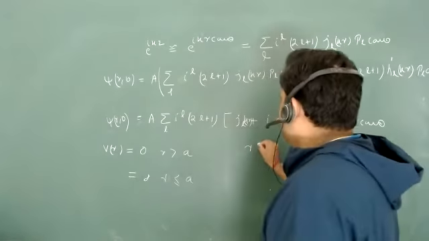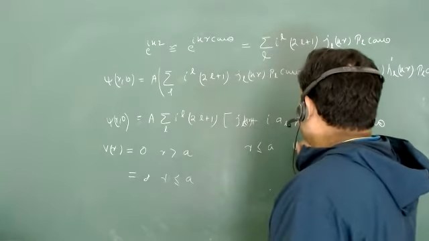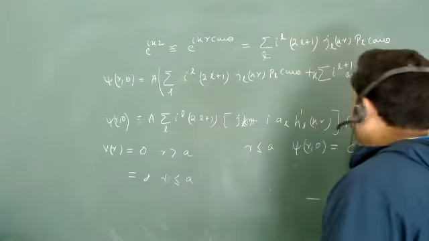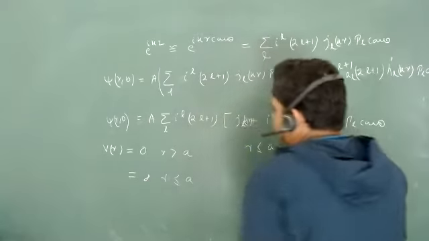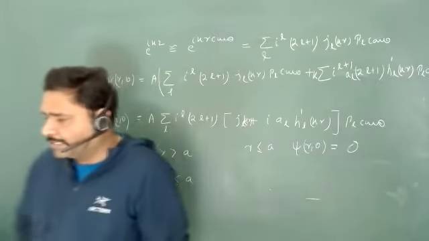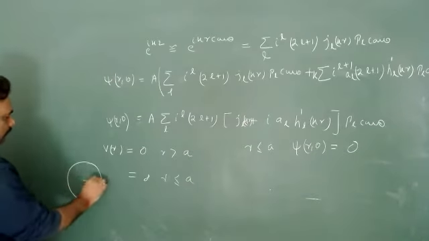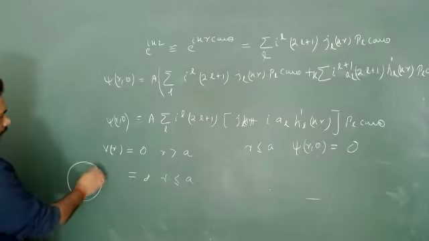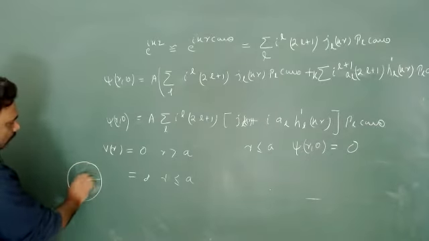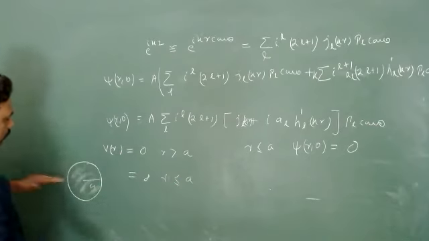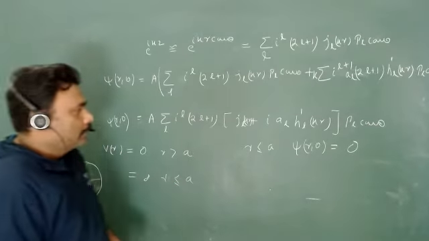What will happen when r is less than a? What is your wave function? 0, because you have infinite potential. This is a, and this is infinite potential. So this is typically an infinite, very hard sphere. You are sending the particle from here or from here, and we have this particular thing.